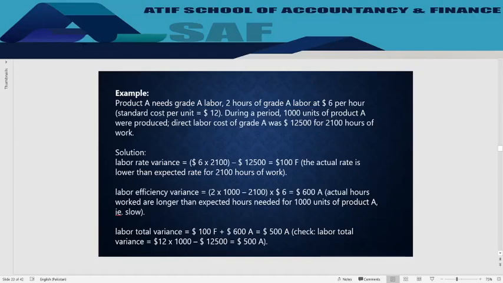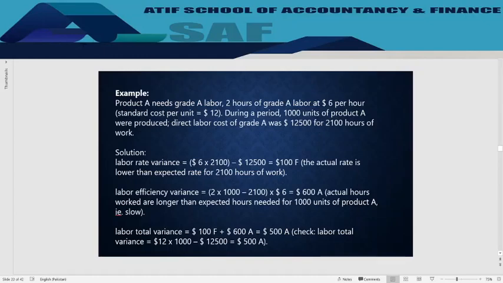Here actual hours are 2100 hours that are used, and if used at standard rate, the total cost would be 12,600. But actually we spent 12,500, so the $100 variance is favorable, which means actual rate is less than our expected rate.